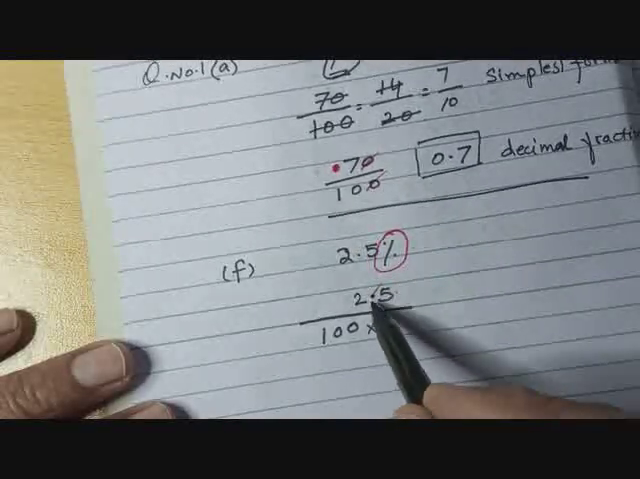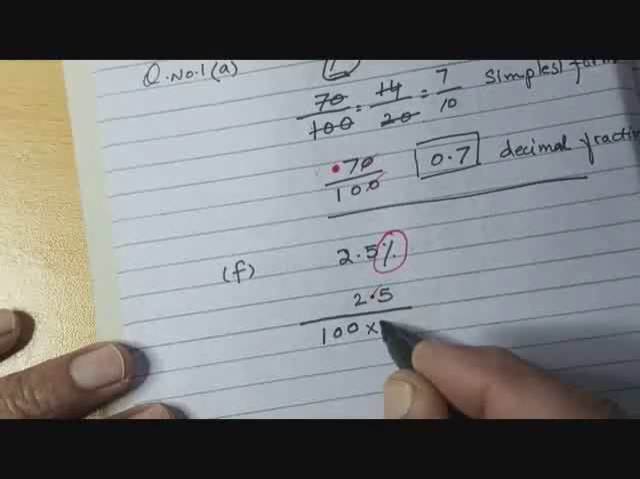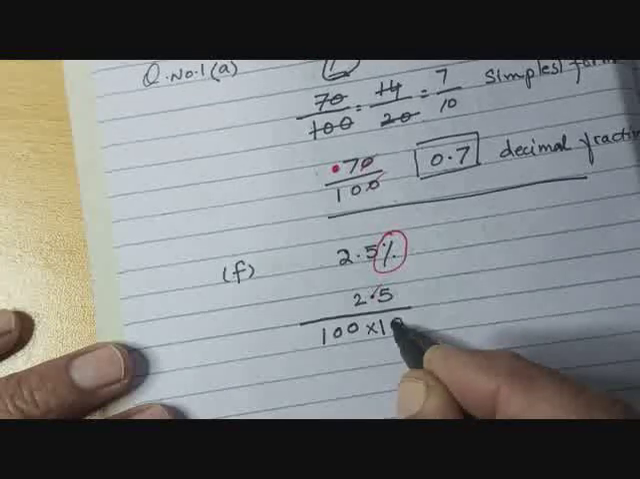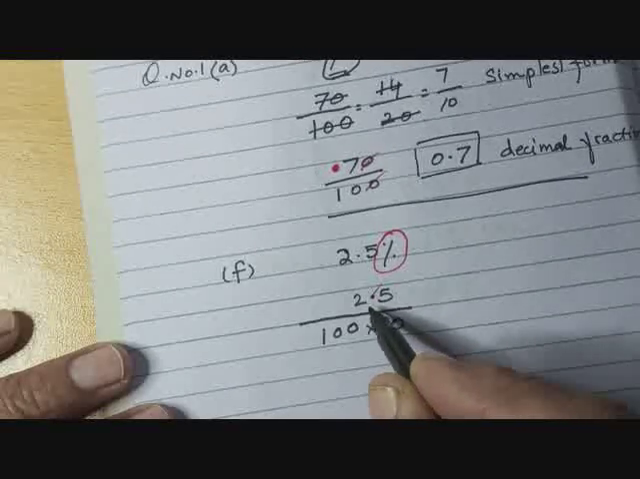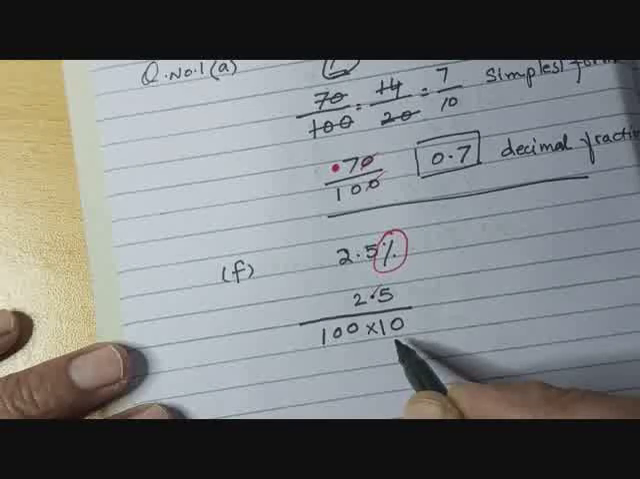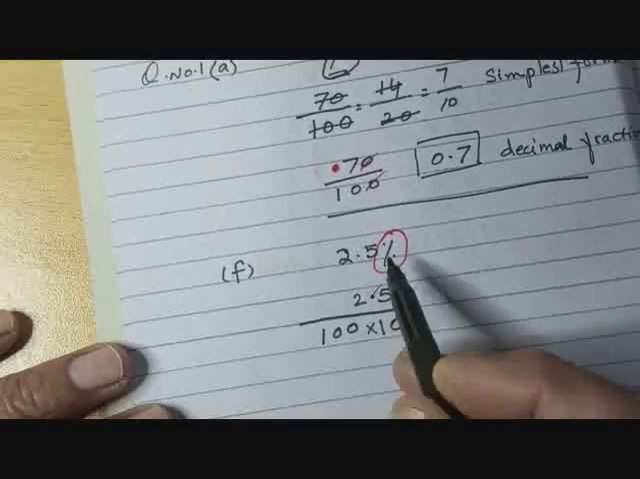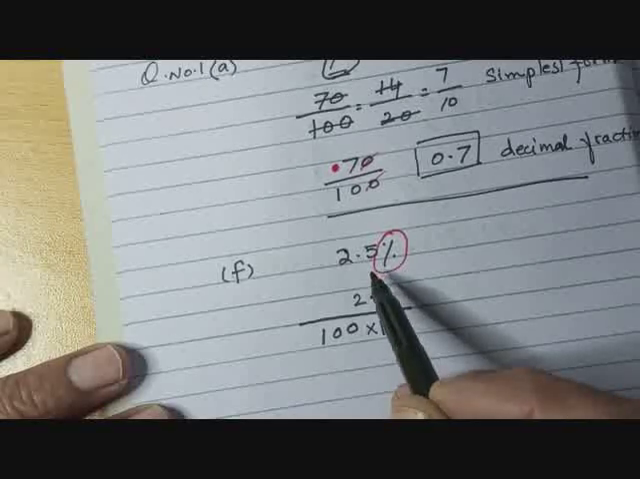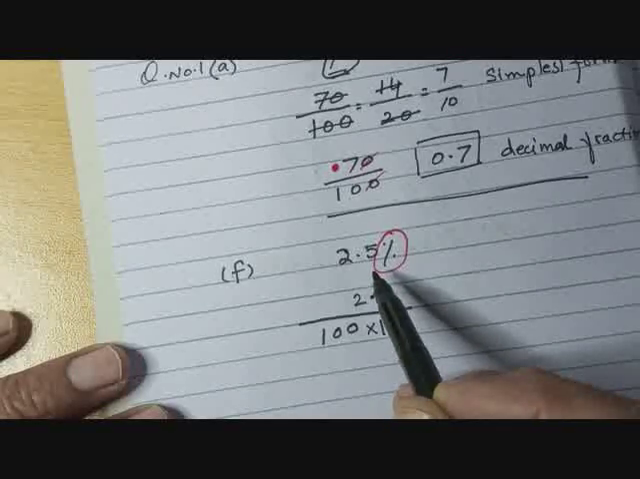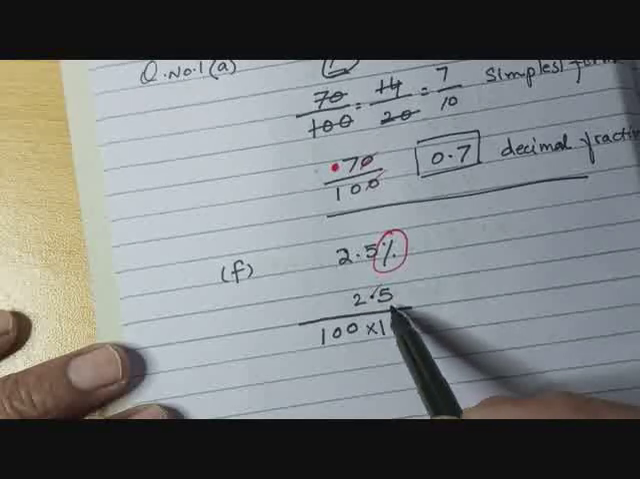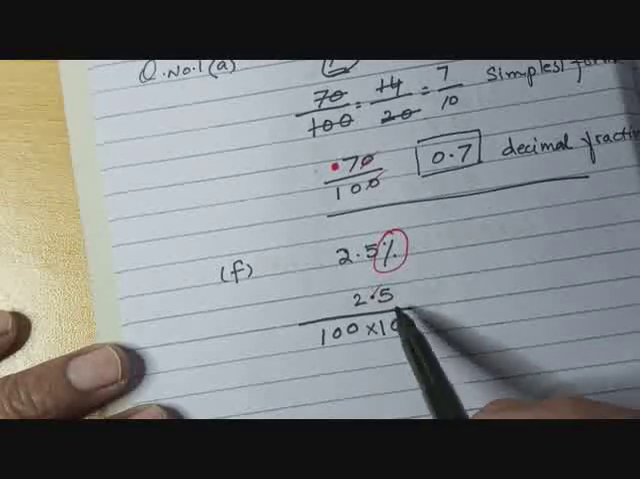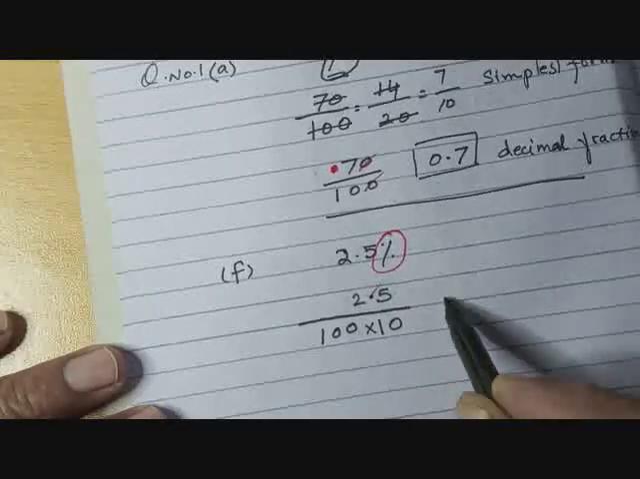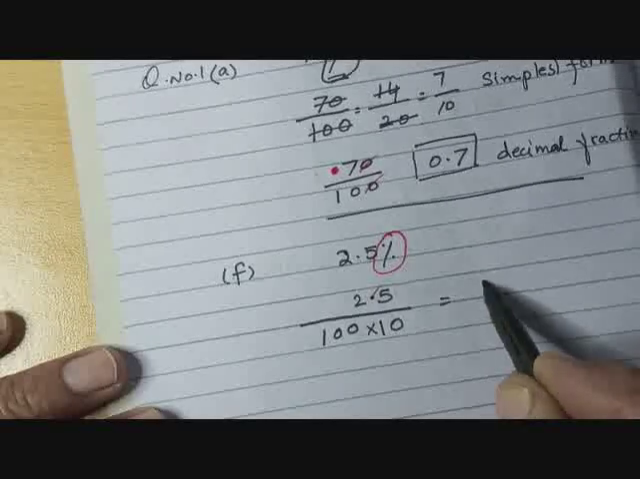Similarly, we'll place 1 underneath the point, and then zeros. There is one digit after the point, so there will be only 10. Or it is, as I told you in a previous lecture, the tenth digit. So 2.5 has now become 25/10. 25 upon 10. Now if you just solve it.